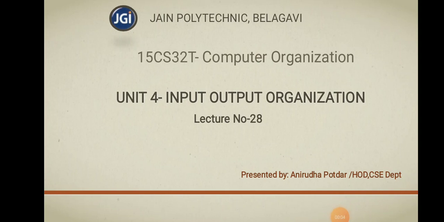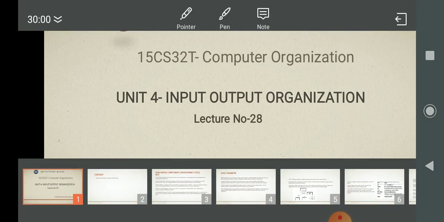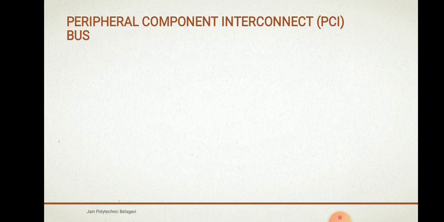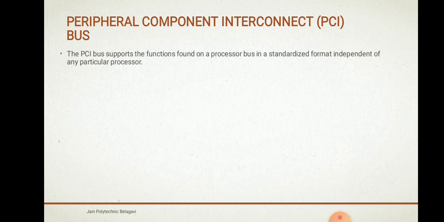So today I am going to discuss unit number 4, input output organization, lecture number 28. The content that we are going to discuss in this video is about the Peripheral Component Interconnect bus, also called the PCI bus. Now the PCI bus supports the functions found on a processor bus in a standardized format independent of any particular processor. This means that the PCI bus can have multiple functions found on a processor bus, and it will be independent of any processor. It may be any processor.